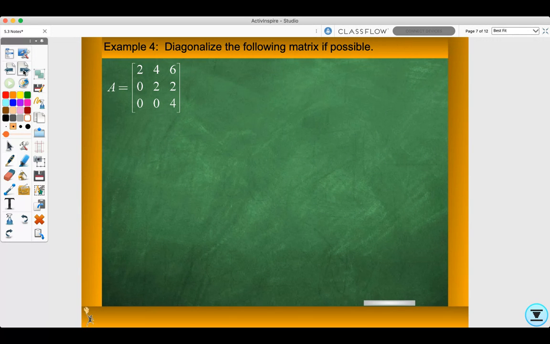So let's look at number 4. Diagonalize the following matrix if possible. So the first thing we need to do is find the eigenvalues. And if you notice, this is a triangular matrix. So we can just go ahead and find our characteristic equation. We have 2 minus lambda times 2 minus lambda times 4 minus lambda equals 0. So I'd have lambda equals 2, lambda equals 2, lambda equals 4. So my eigenvalues are 2 and 4.